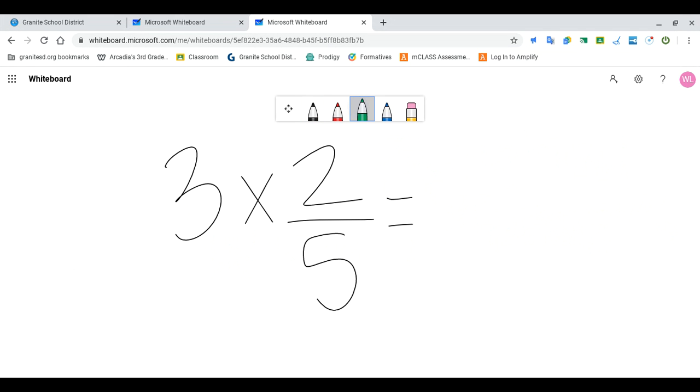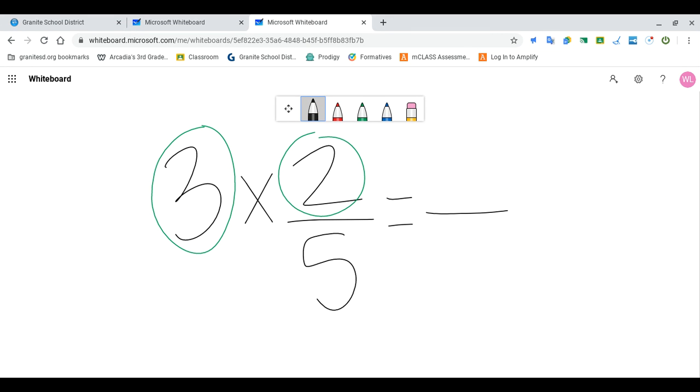You are going to multiply your whole number times your numerator. In this case, our whole number is 3 and our numerator is 2. 3 times 2 is 6 and your denominator is 5. So your answer is 6/5.